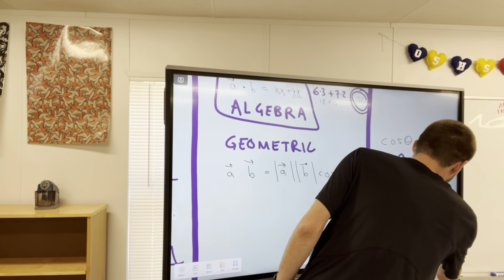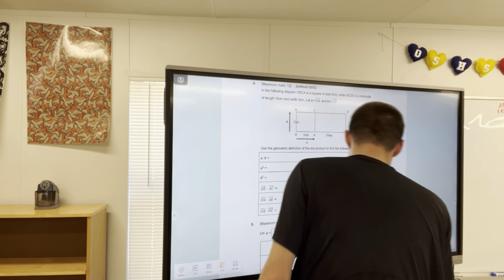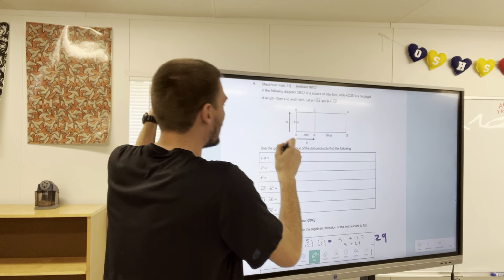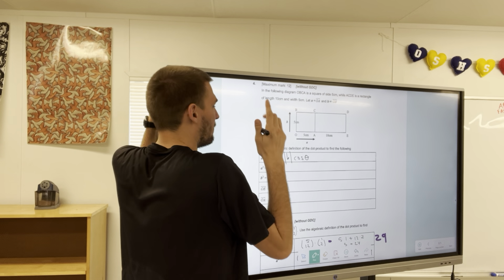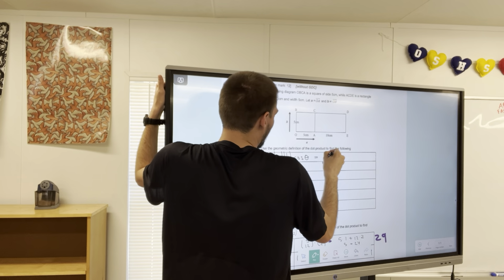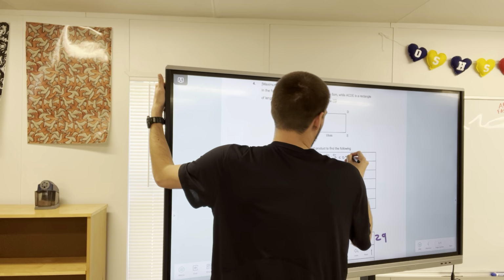So let's go back and finish these questions. A dot B in geometric form is the magnitude of A, the magnitude of B, and the cosine of theta. The magnitude of A is 5. The magnitude of B is 5. And the cosine of theta: what is theta? How does A compare to B if they are two different sides of a square? The corners of a square are 90 degrees, right angles.